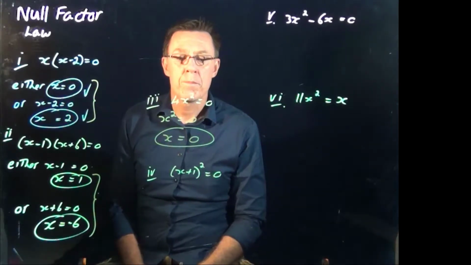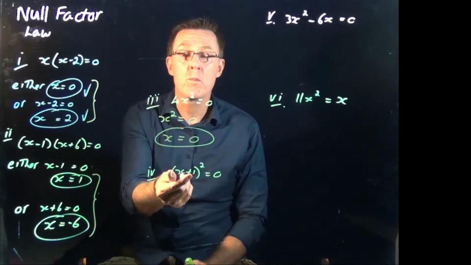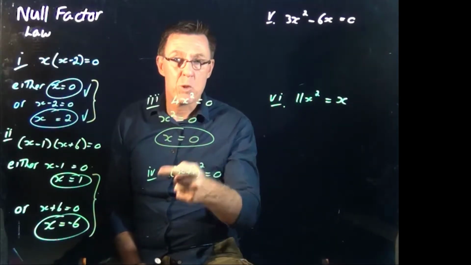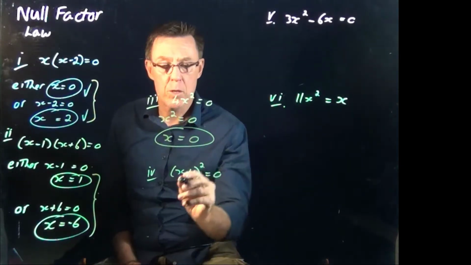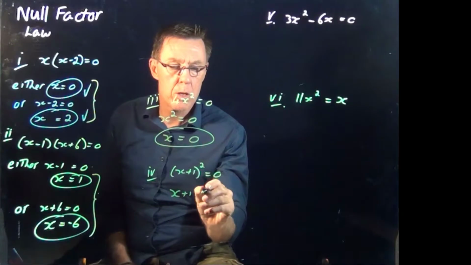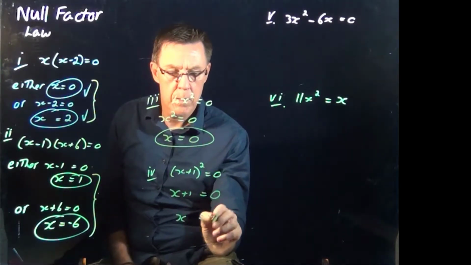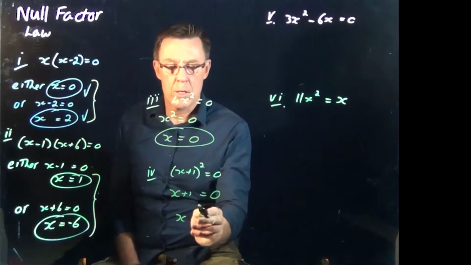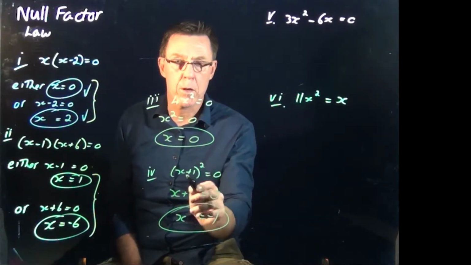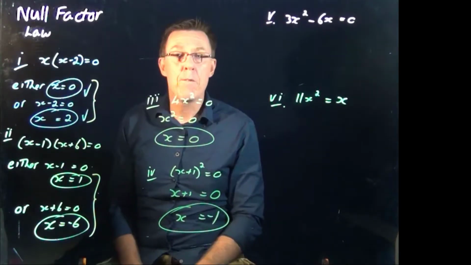Number 4. I've got two numbers multiplied together. I've got x plus 1 being multiplied by x plus 1. So, square. So if I undo the squaring on both sides, take the square root of both sides, square root of 0 is 0. The only possible solution is the unknown value up here must be minus 1. It's the only value that I can put in here to make the result equal 0. So far, very simple and straightforward.